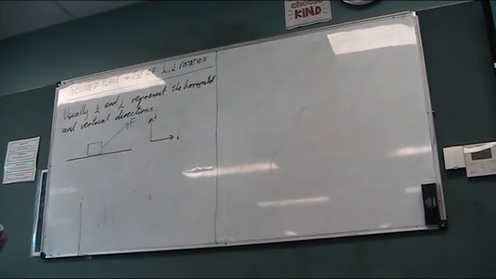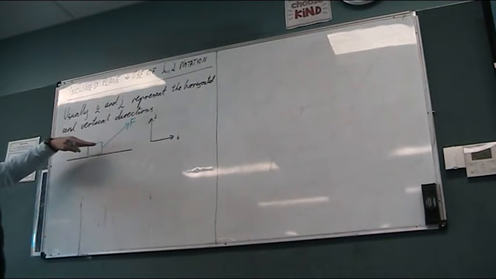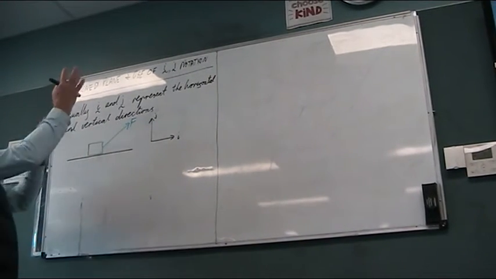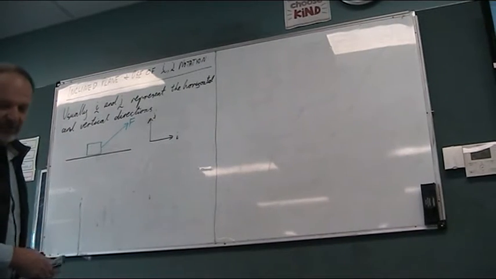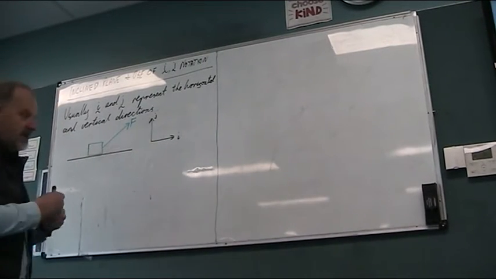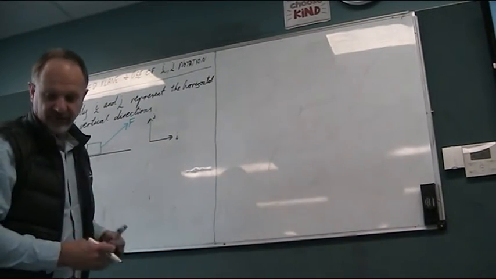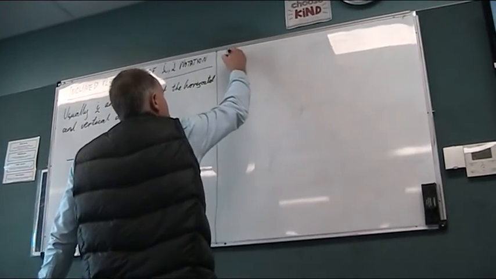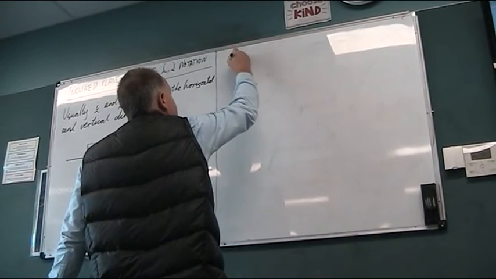However, we don't have to be stuck with horizontal and vertical. We can tilt those axes if we like, and when we've got inclined planes, for example, it might be more convenient for us to do that.